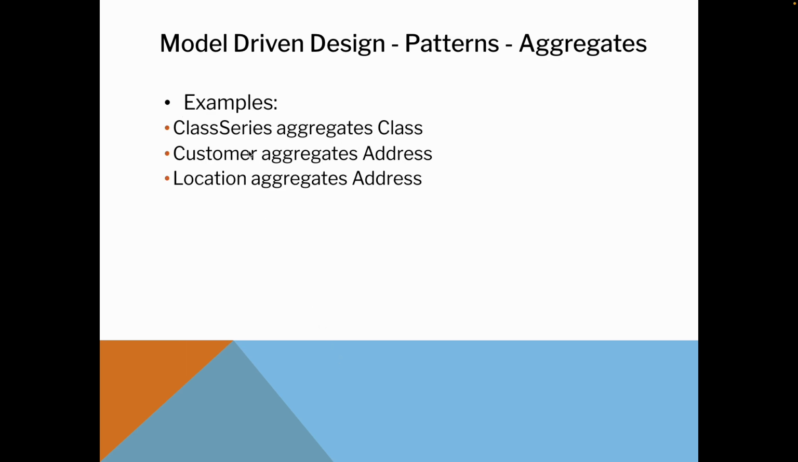But yeah, examples of aggregates, I already mentioned some of them, like class series aggregates class. A customer can aggregate addresses, that makes sense, because a customer can have multiple addresses, like a billing address and a shipping address. And then a location aggregates, I'm not sure why location aggregates address. I think I'm wrong about that one. But a location aggregates classes though. You could offer multiple classes at a location. So maybe that's what I meant to write. I'm sorry about that.